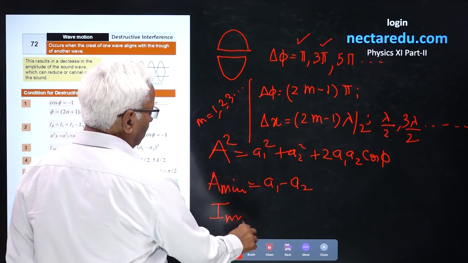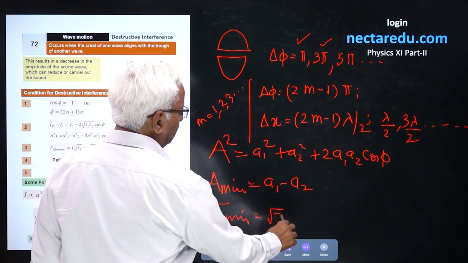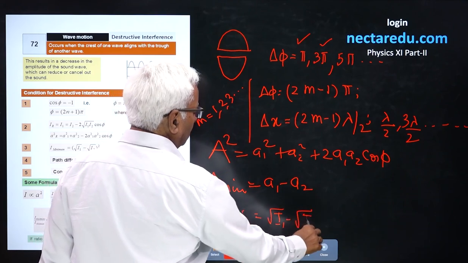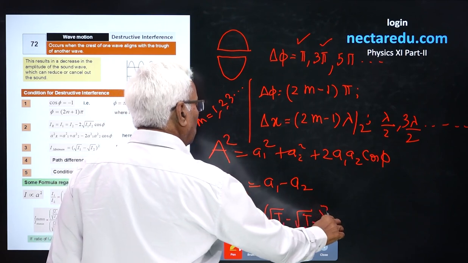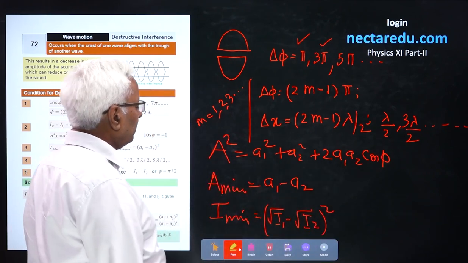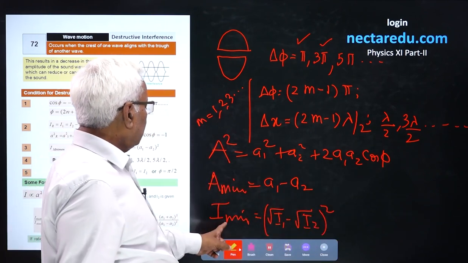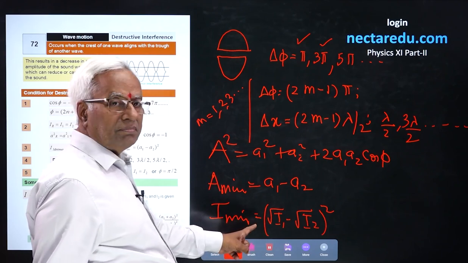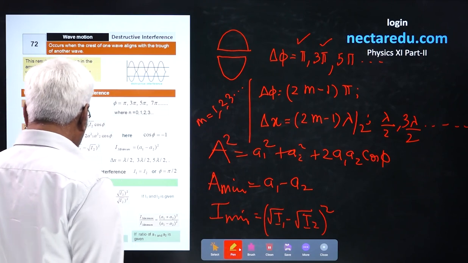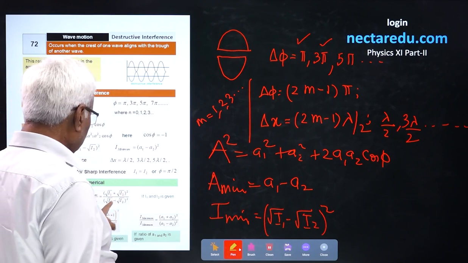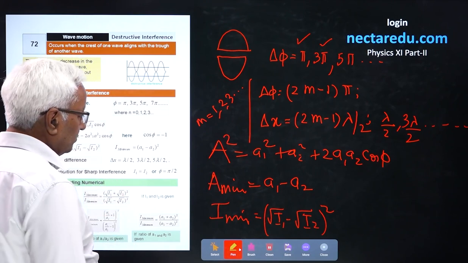Likewise, you will have the value of intensity minimum, that is root I1 minus root I2 whole square. Then this is the value of I minimum. It is given over here in different forms. You see, root I1 plus root I2 square, root I1 minus root I2 square.